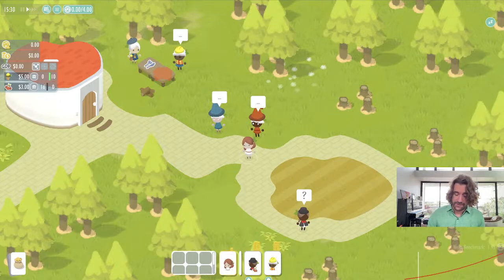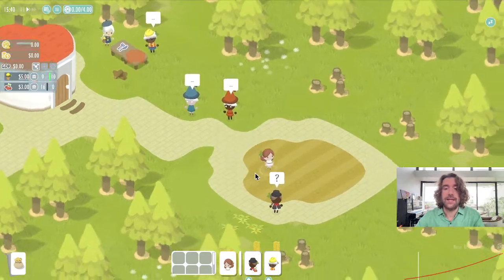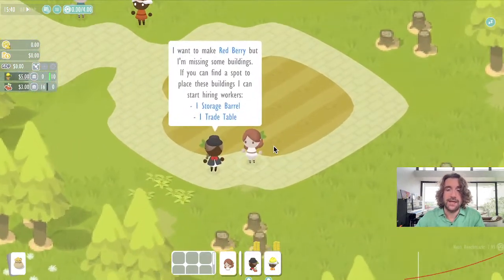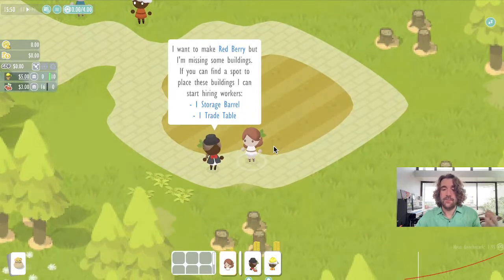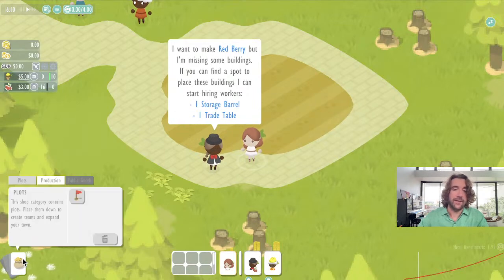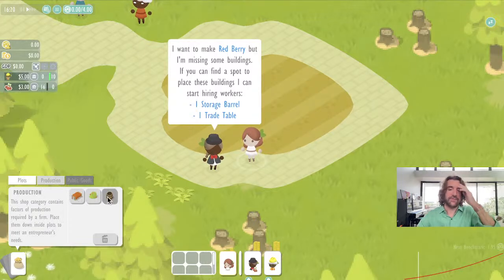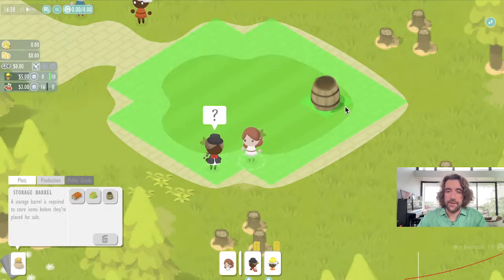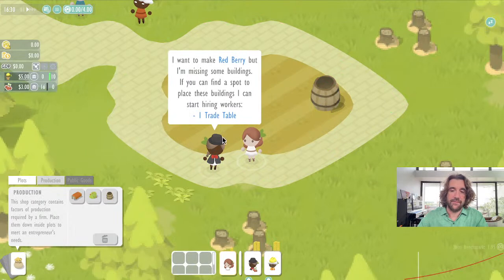Let me close my iPad for a second. Now, when we look at the entrepreneur here, he's still asking us to do something for him. He's asking us to get him a storage barrel and a tray table in order to produce the good. How we're going to do this is by clicking the shop again down here, then clicking production, and placing down the fixed factors that he's asking us to place down. For example, I can put down a barrel. This is going to be like a storage.